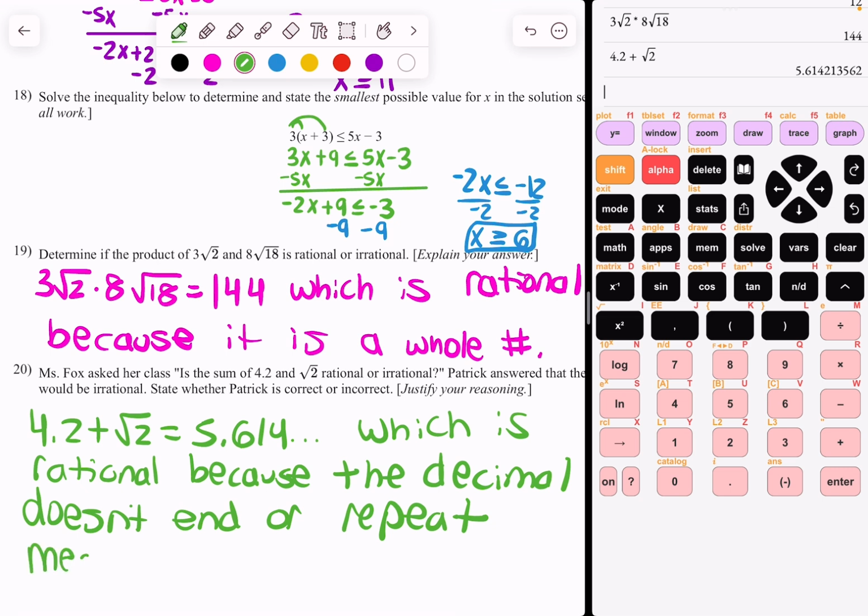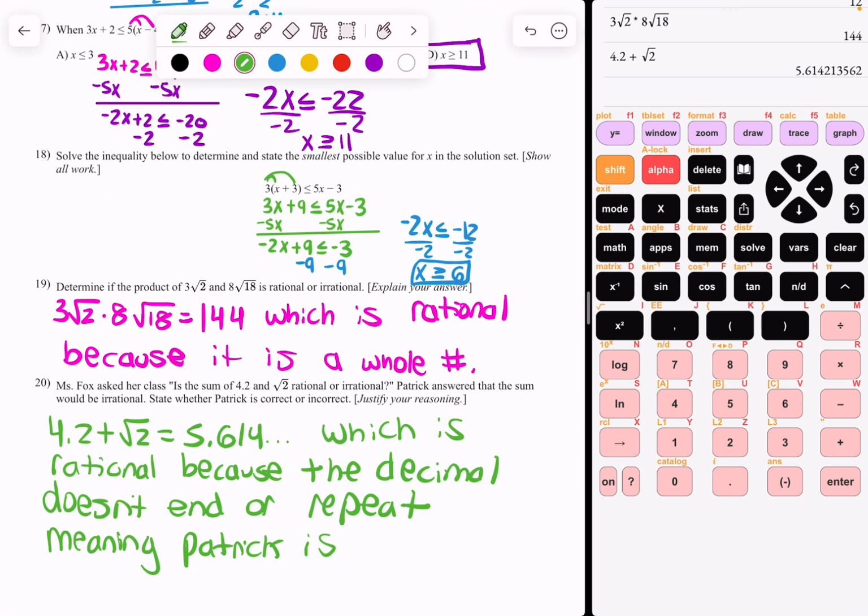meaning Patrick is, what did Patrick say? Patrick answered that the sum would be rational, so Patrick is incorrect. All right.